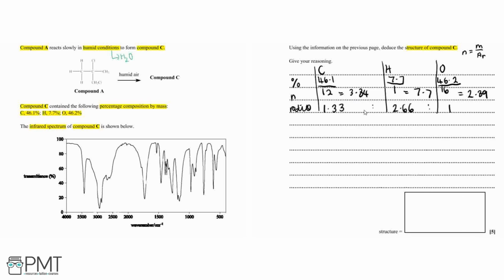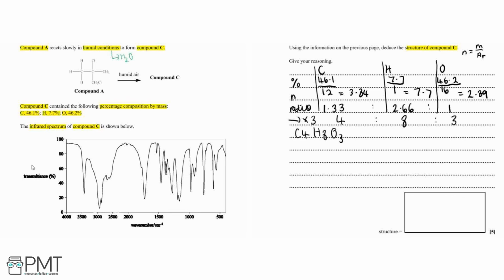Now, for our empirical formula, we need to have the simplest whole number ratio. And we haven't got whole numbers here, but they're also a little bit too big for us to just round up and down. But what we can see here is that we've got some form of a third here. So if we times these all by 3, we could potentially get to some whole number values. So if we now times each of these by 3, we come to values of about 4 to 8 to 3 overall. So therefore, our empirical formula is going to be C4H8O3 for our empirical formula.